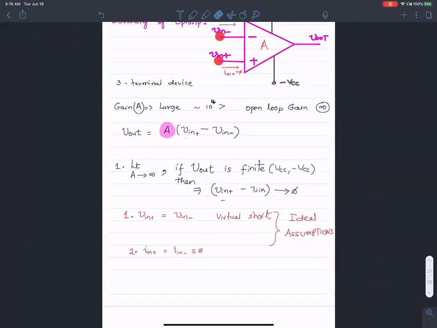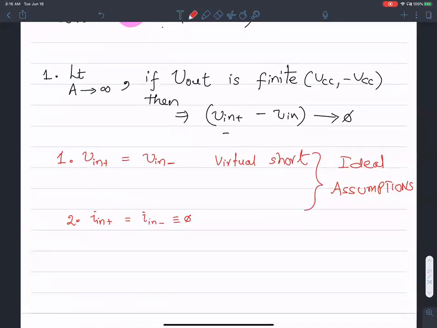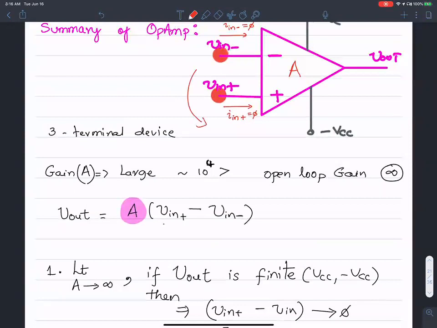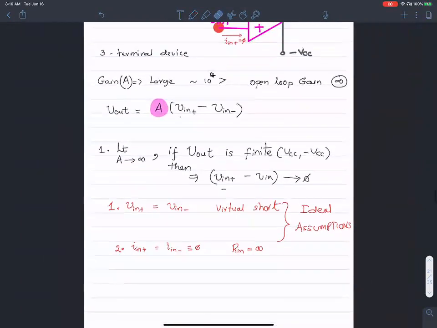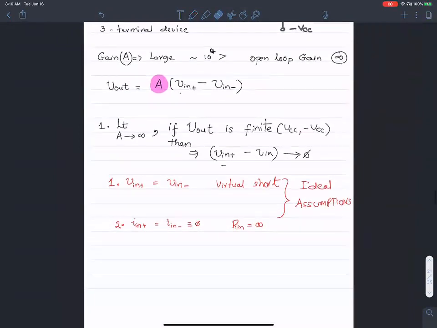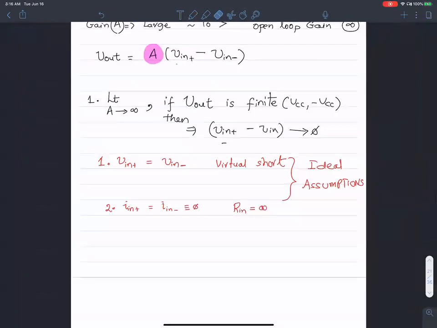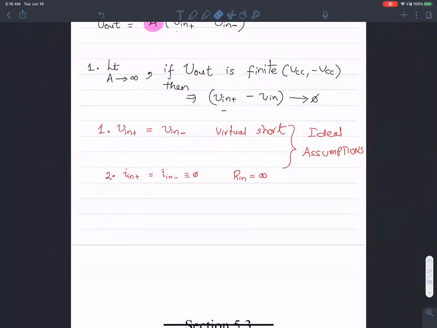There's a virtual short, and this also simply means if you're looking into the op-amp, the resistance is infinity. If you're looking into any of these terminals of the op-amp, if you were to stand there and look in, there is no current flowing in. It's as if the resistance in there is infinity: infinite input resistance and virtual short. These are the assumptions that we make for the ideal op-amp scenario.